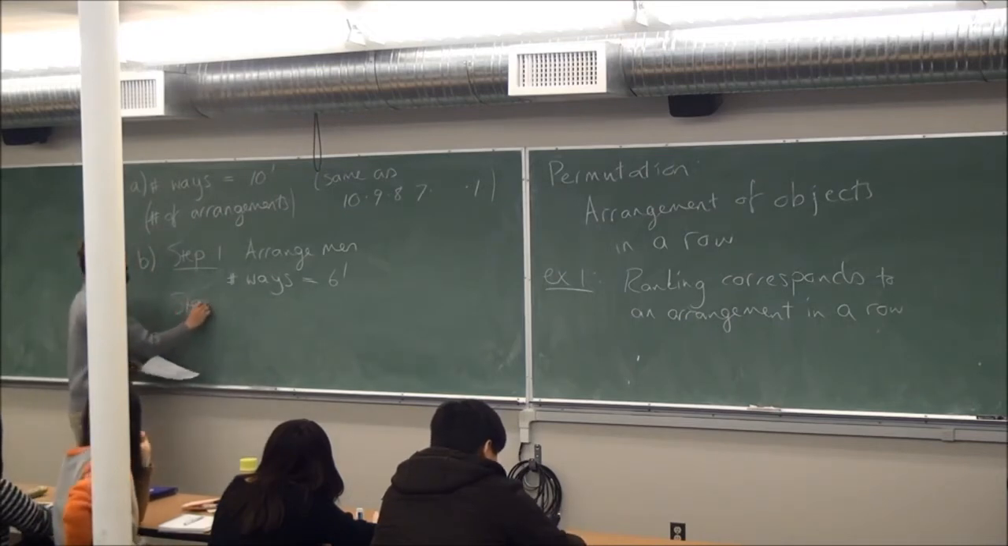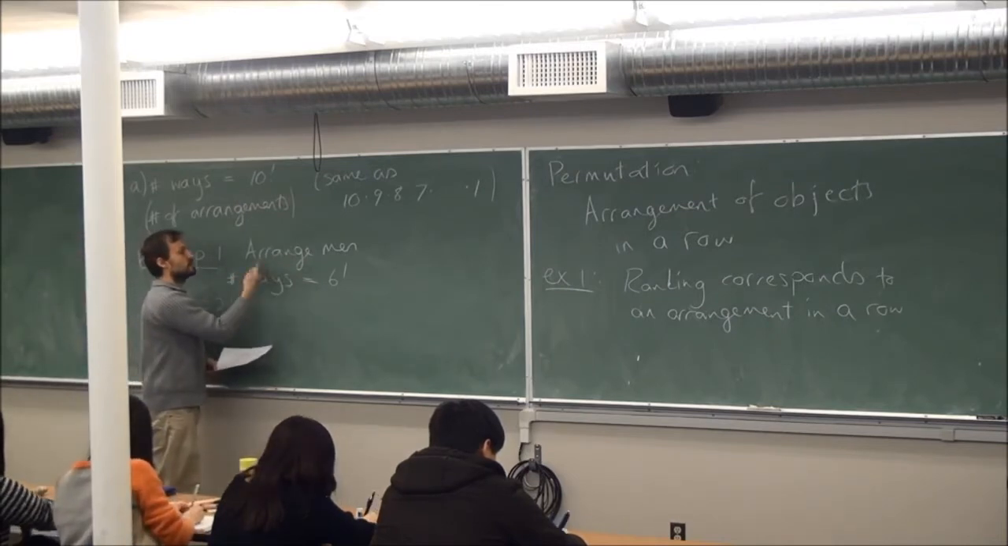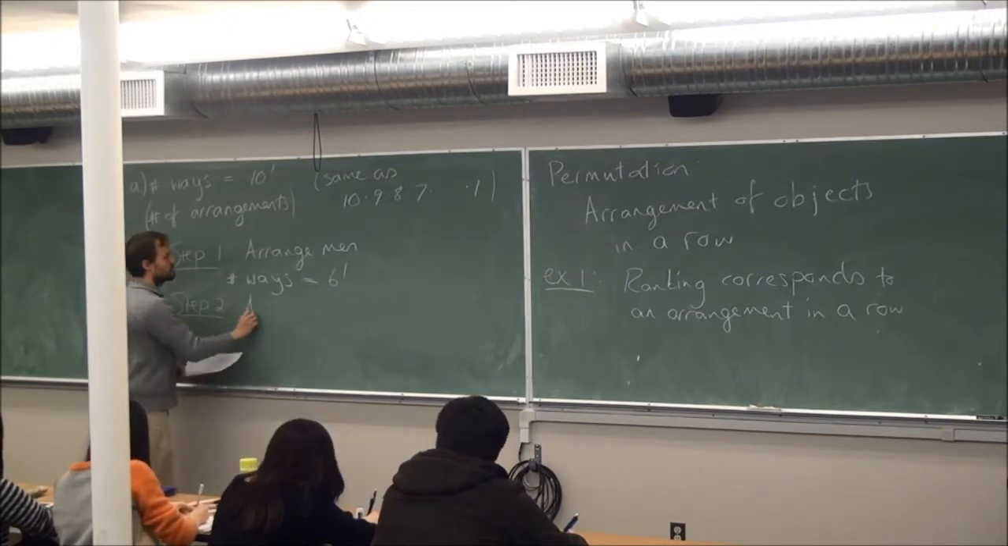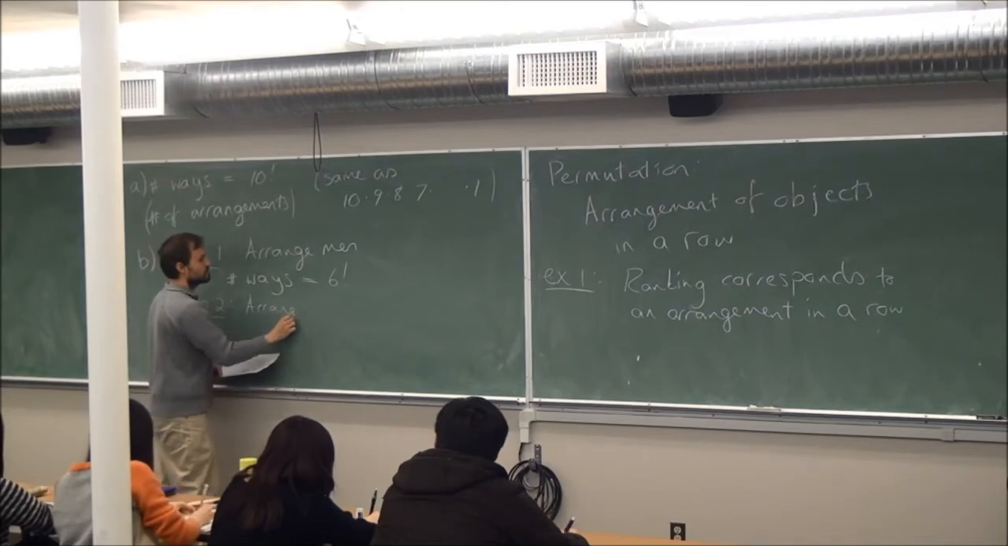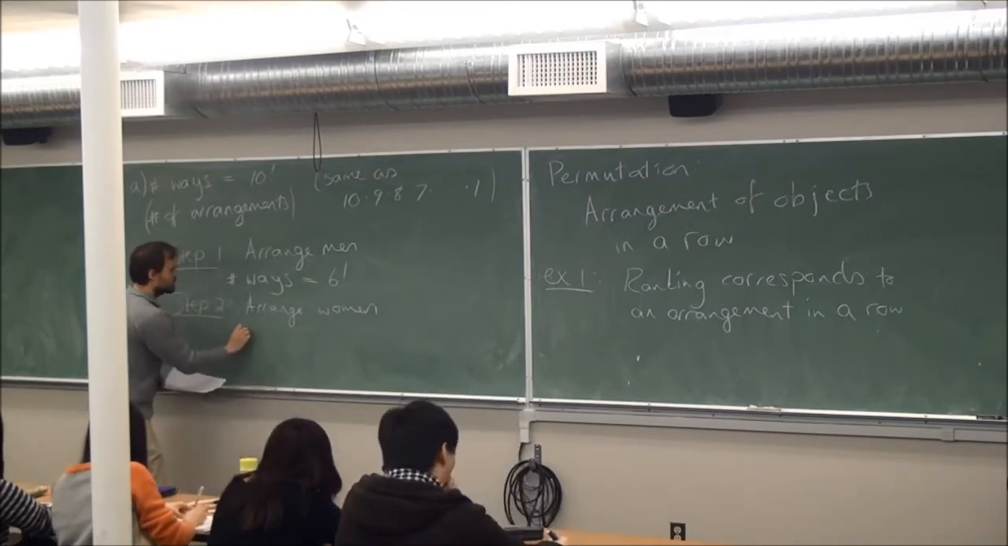I'm not done. What is my experiment? My experiment is arranging all the people. I've only done some of it. I've only arranged the men. So I need to follow that by step 2, which is arrange the women. How many ways can I do that?